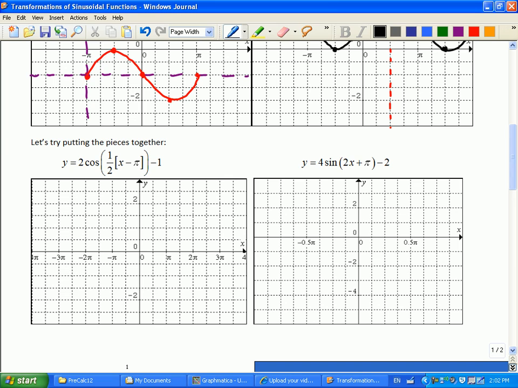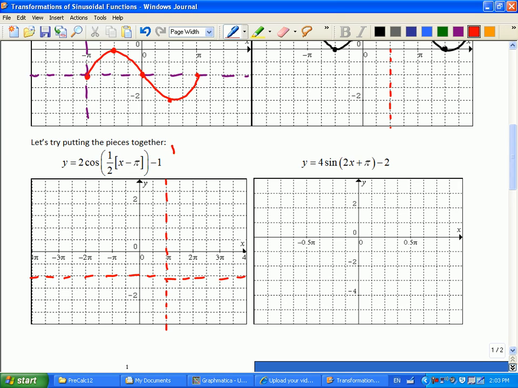What I'm going to do to start here is put my center line in, just like I said before. Start with a center line. And I also want to know where the graph is shifted. So there's my starting point. Okay.